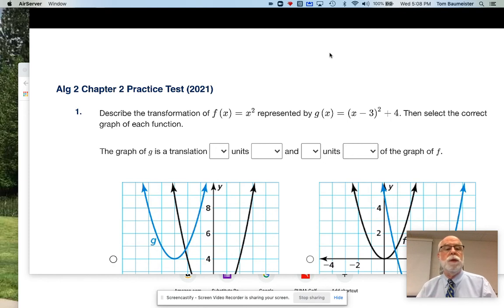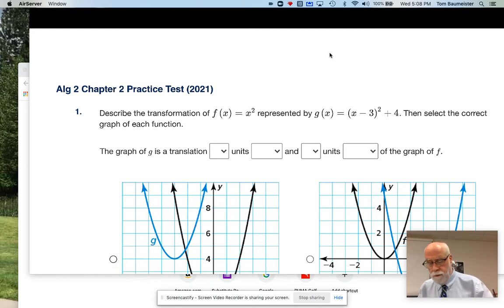All right, Algebra 2, Chapter 2, practice test. So describe the transformation of f of x is equal to x squared, represented by g of x is equal to x minus 3 squared plus 4. Then select the correct graph of each function.